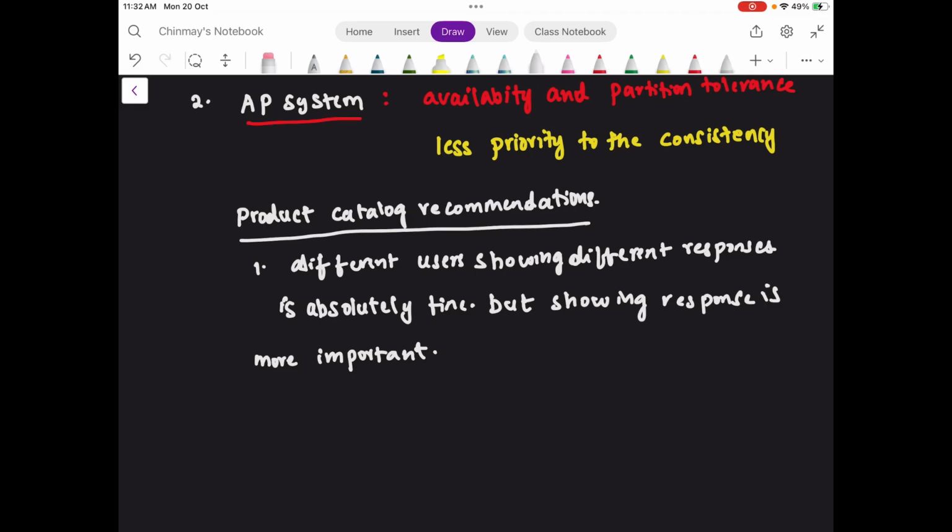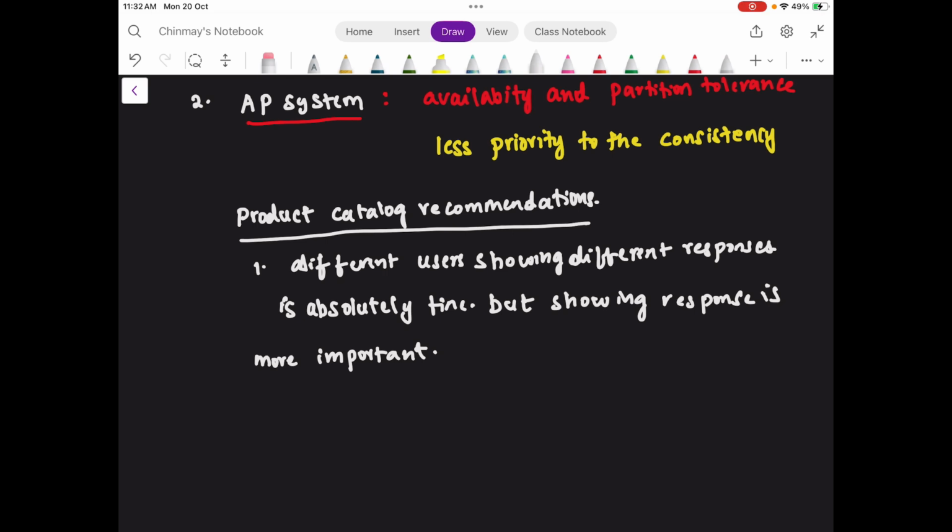Different responses means, for example, a user transfers 10,000 rupees. The balance should be deducted from the exact balance. If from one system it is showing the balance is deducted, and another time it is showing the balance is not deducted, which is absolutely wrong, right? In the case of the product catalog recommendations, each time different responses coming for a single user is also absolutely fine, right? It is not that much impact.